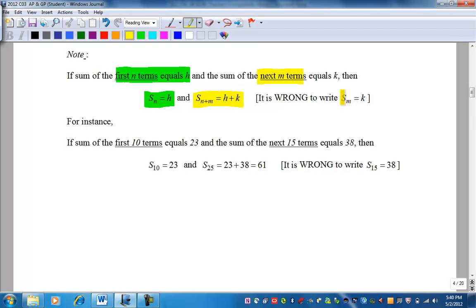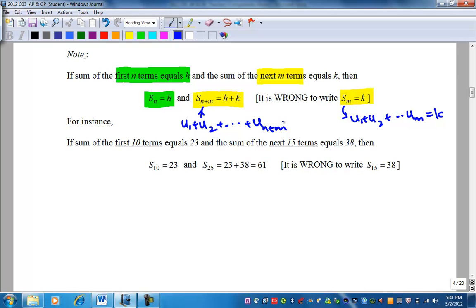We do not say s subscript m equals k, because s subscript m refers to the sum from the very first term all the way to the nth term. So this is different from saying sum to n plus m terms, which is first term, add all the way to the last term being the n plus m term. That's totally different.